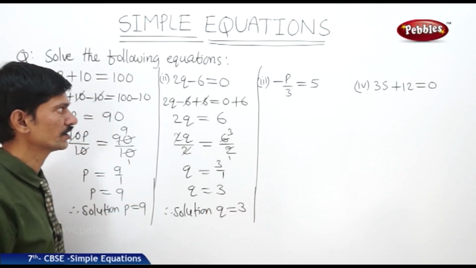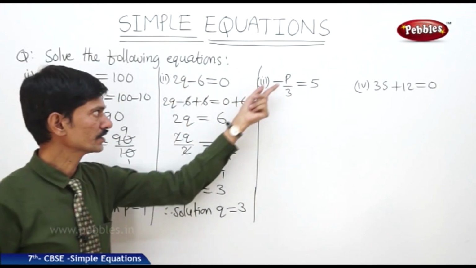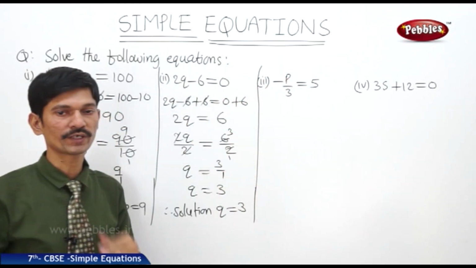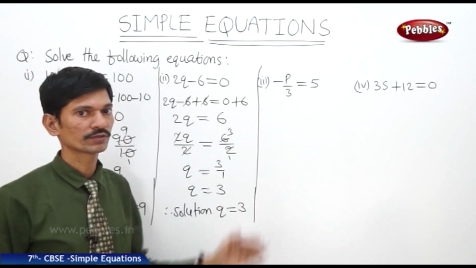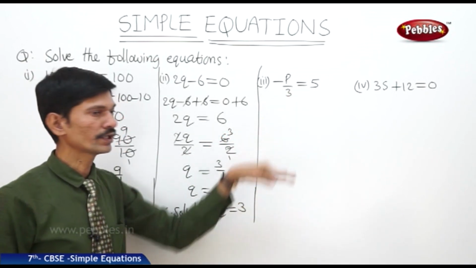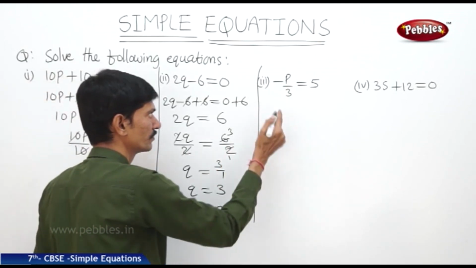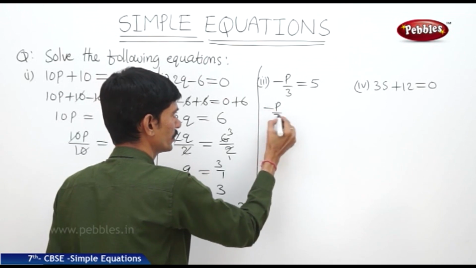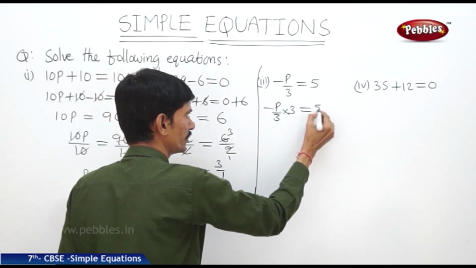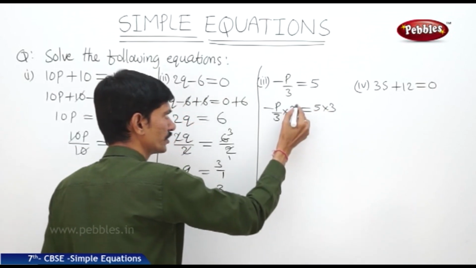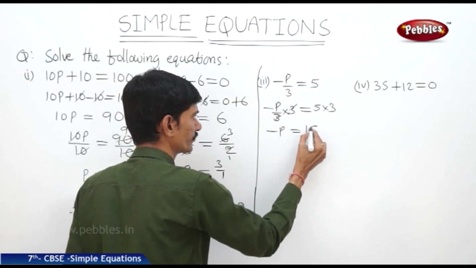Now the third equation, minus p by 3 equals 5. So minus p is divided by 3. Now how to separate p in the LHS? Here it is the division case, so the opposite operation, that is multiplication. So we should multiply both sides by 3. Minus p by 3 is multiplied by 3 as well as RHS 5 is also multiplied by 3. So the 3 gets cancelled. Minus p equals 5 threes are 15.